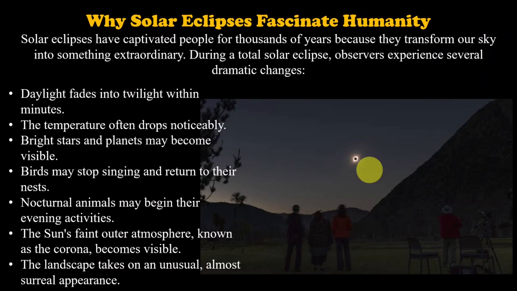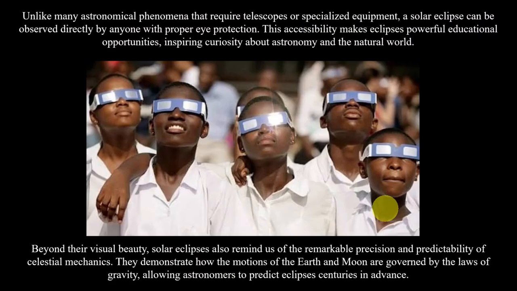And the sun, you're going to see the sun atmosphere, we call it the corona. You're going to see the sun atmosphere. Okay, it becomes very visible. Okay, so, and the landscape, the entire environment changes, becomes unusual. So that is why it has fascinated humanity.